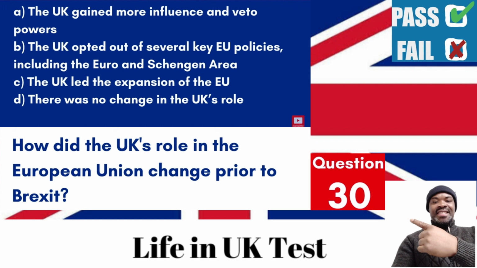B. The UK opted out of key EU policies, including the Euro and Schengen area. C. The UK led the expansion of the EU. D. There was no change in the UK's role. Answer B. The UK opted out of several key EU policies, including the Euro and Schengen area.